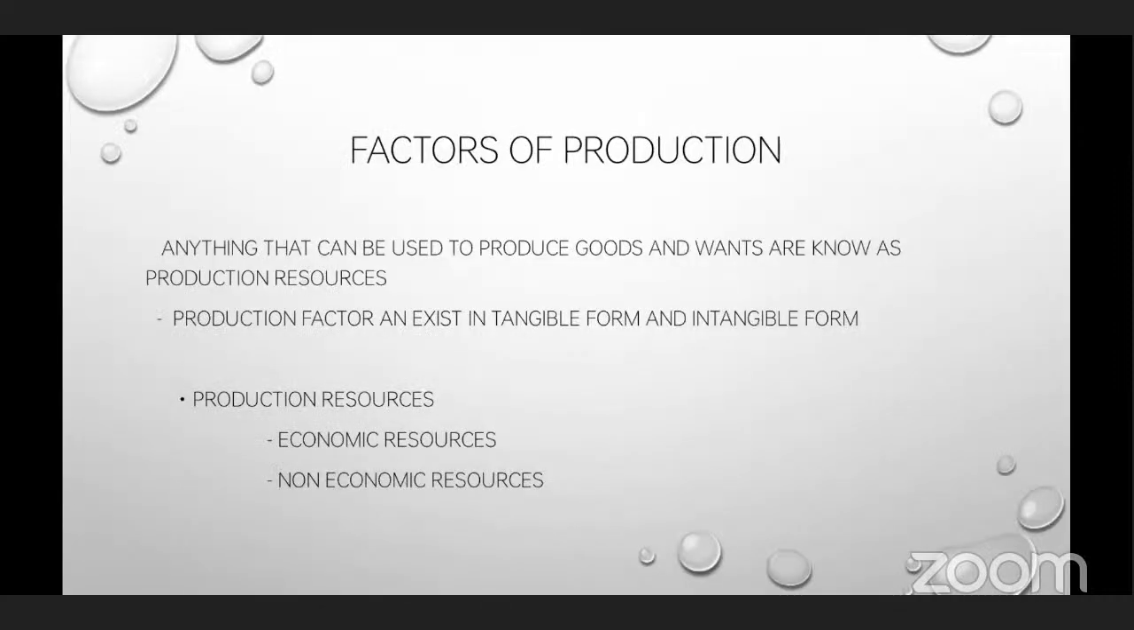Factors of production. So anything that can be used to produce goods and services is known as factors of production. A production factor can exist in tangible form, which you can touch, and in intangible form, which you cannot touch.